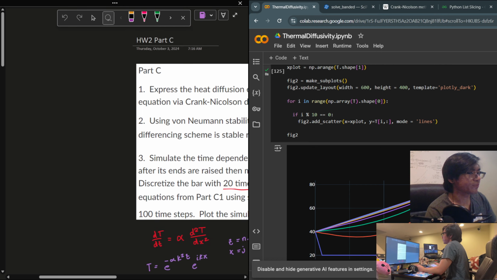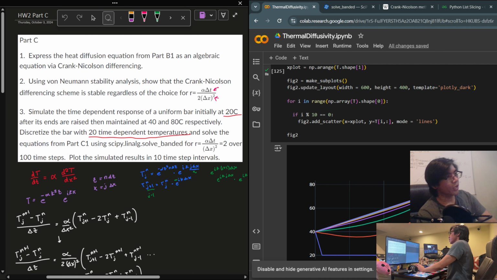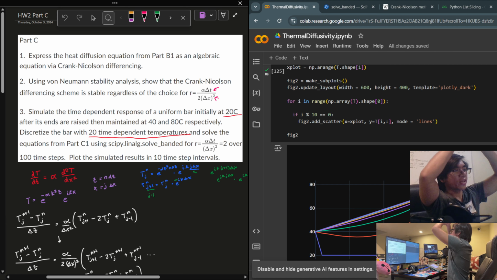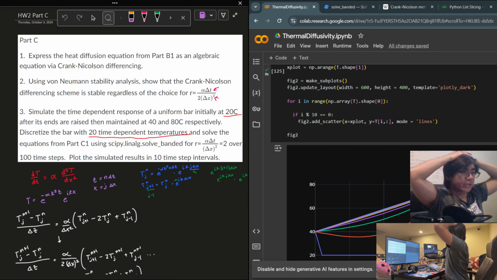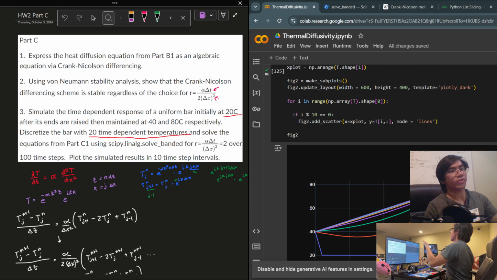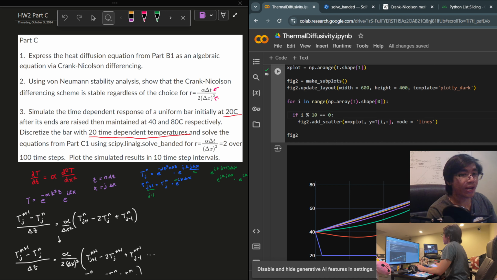So with our video, all our parts, homework part C, we did our heat diffusion and we did our Crank-Nicolson. We did the stability analysis, so you can choose any R. I guess I can show that here if choosing any R in our graph. And then we discretize 40, 80, kept a constant, 20 time dependent temperatures in the middle. That was correct. And R equals 2. And then we had 10 time intervals for 100 time steps.